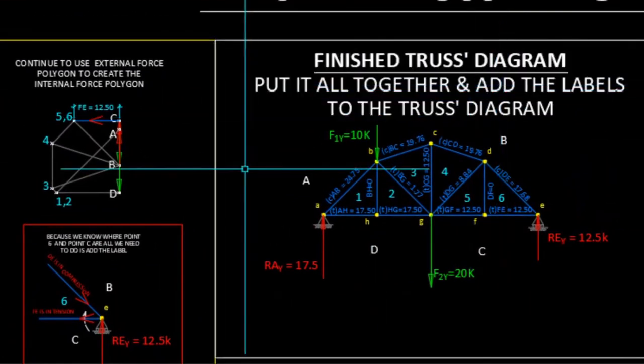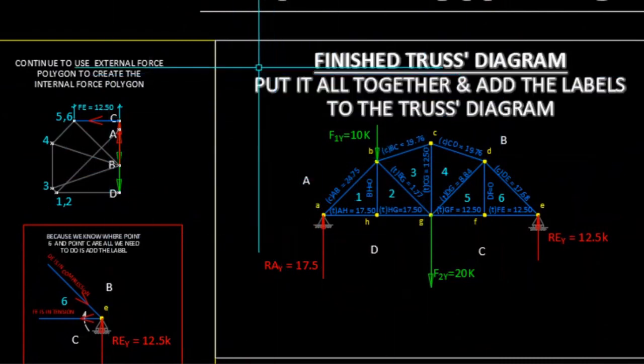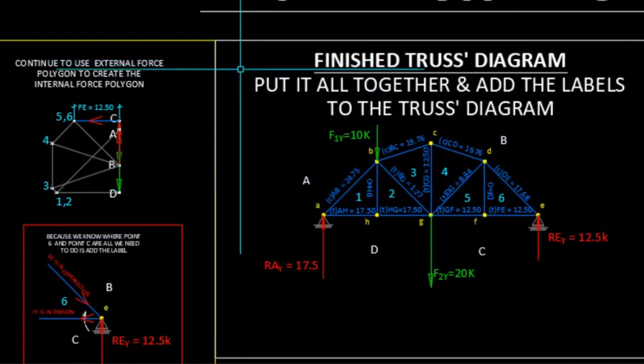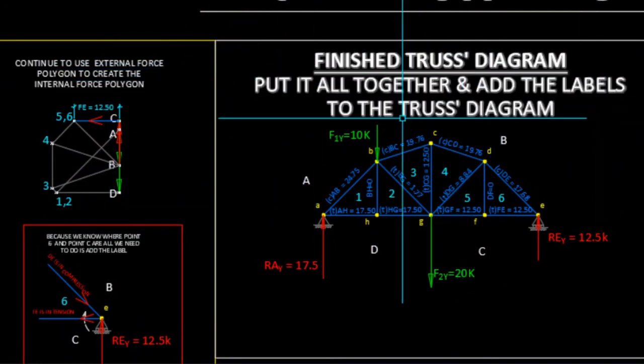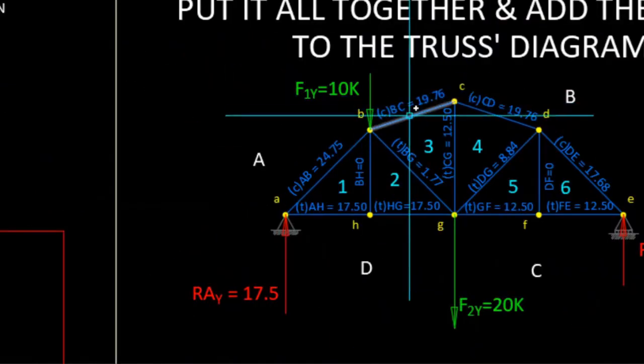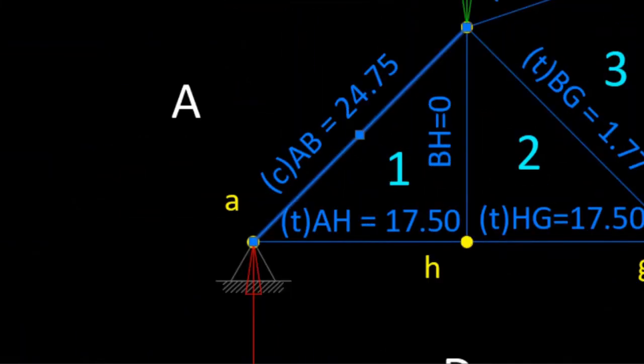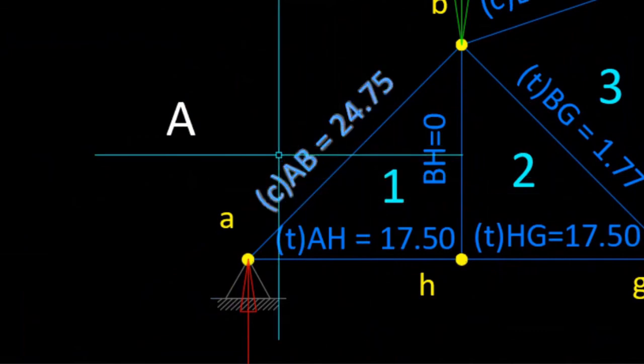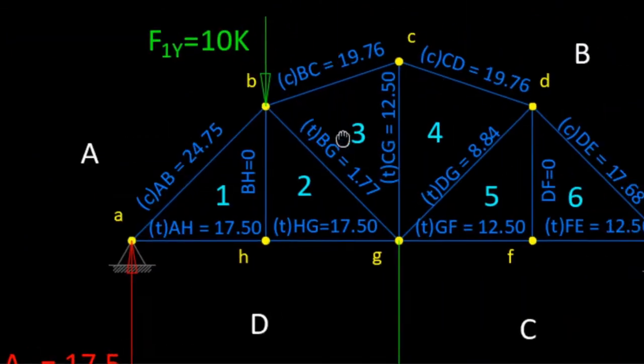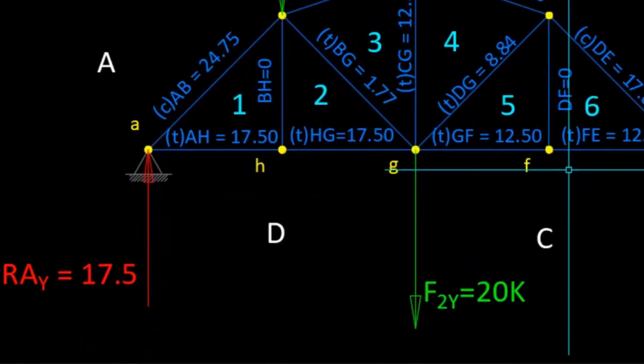Lastly, when you're done going through all the points, make sure you include your finished truss diagram. This is where we put it all together. You're going to add all the labels to your truss diagram, showing what the forces are in each member and whether that member is in compression or if it is in tension.